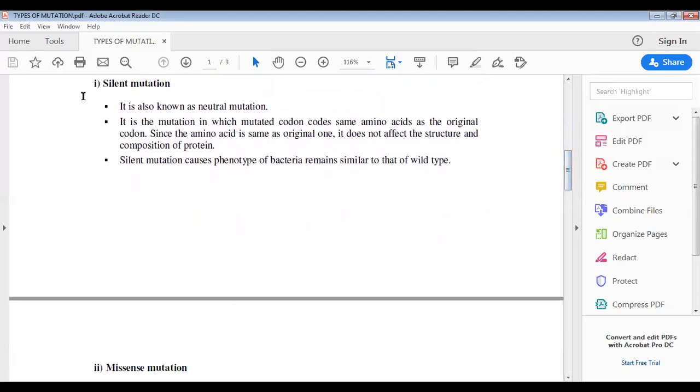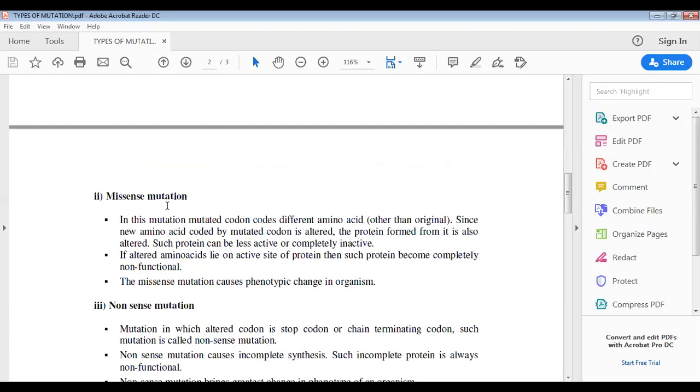First is silent mutation. It is known as neutral mutation. We cannot see the mutation actually, but there is a mutation inside it. It is the mutation in which the mutated codon codes the same amino acid as the original codon. So the amino acid formed will be the same, but some position change will be there. Since the amino acid is the same as the original one, it does not affect the structure and composition of the protein. Silent mutation causes the phenotype of bacteria to remain similar to that of wild type. Phenotype and genotype we have already discussed in our lecture. So phenotype, physical appearance, will not be changed.